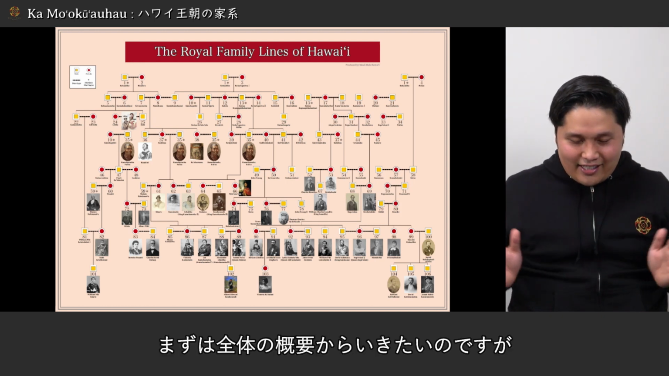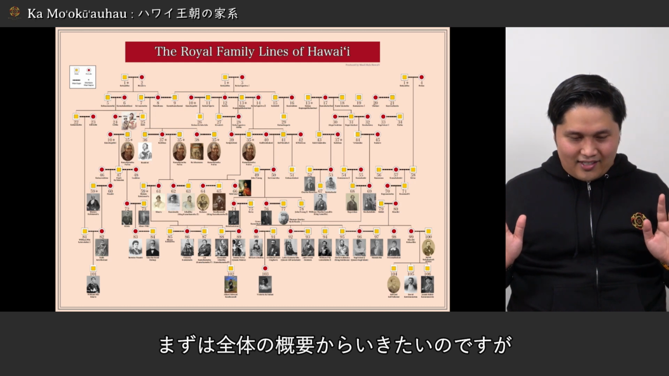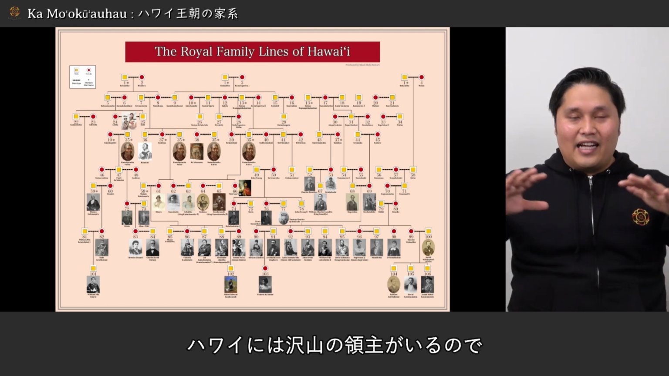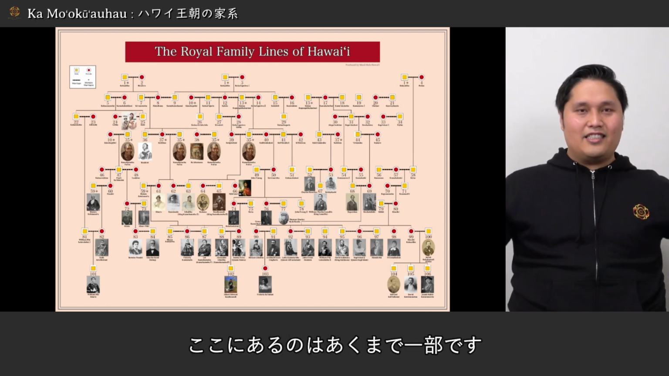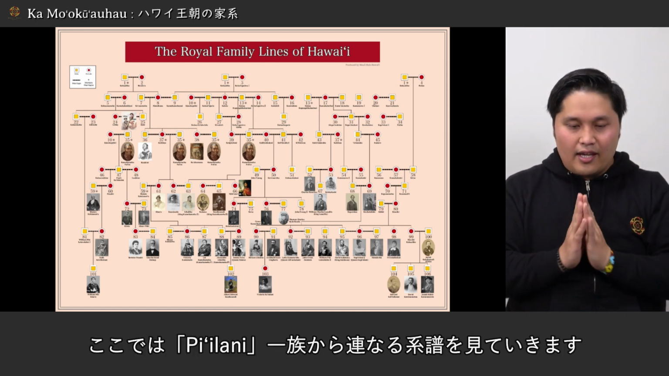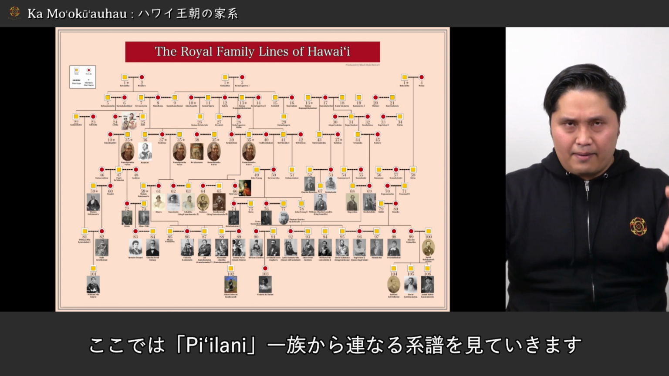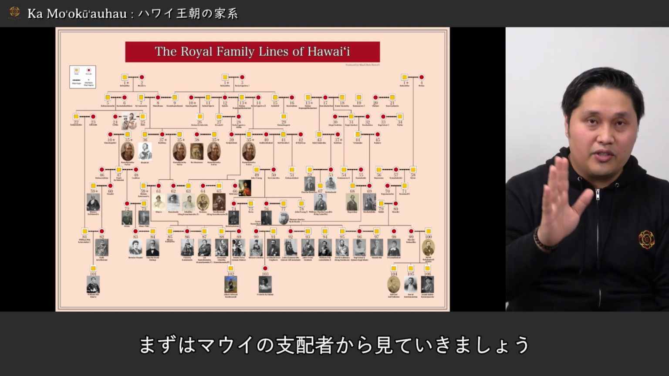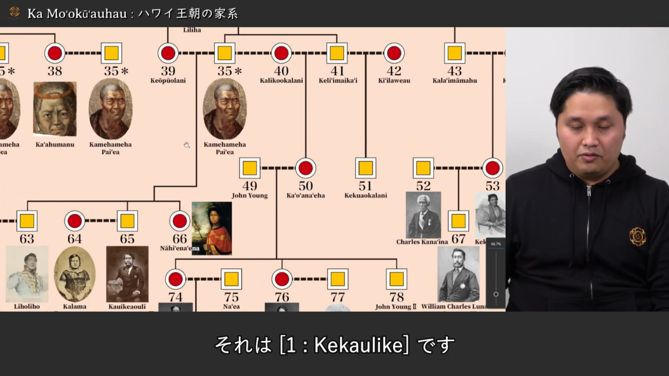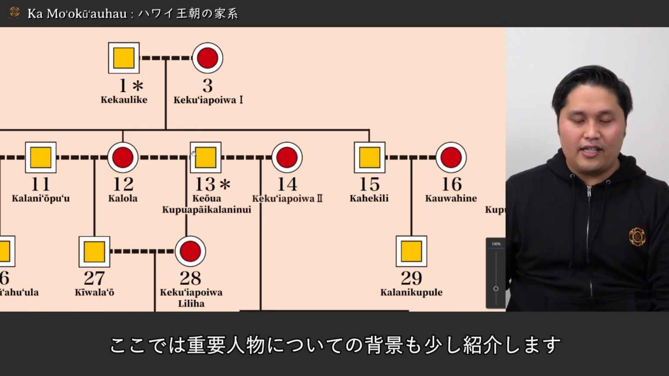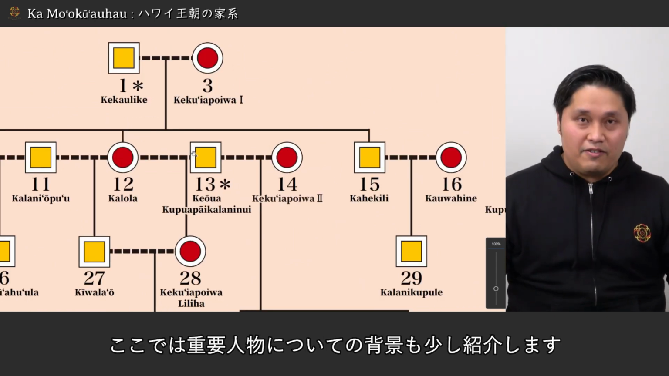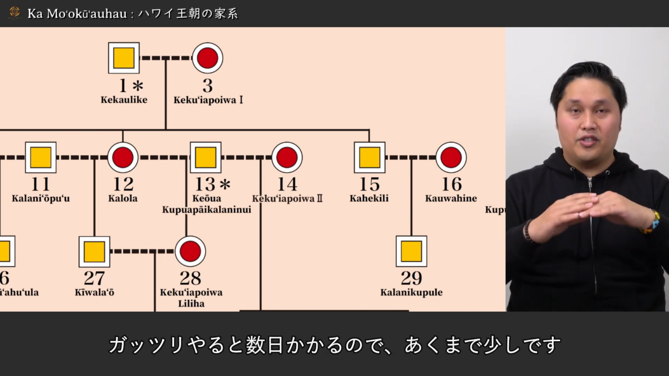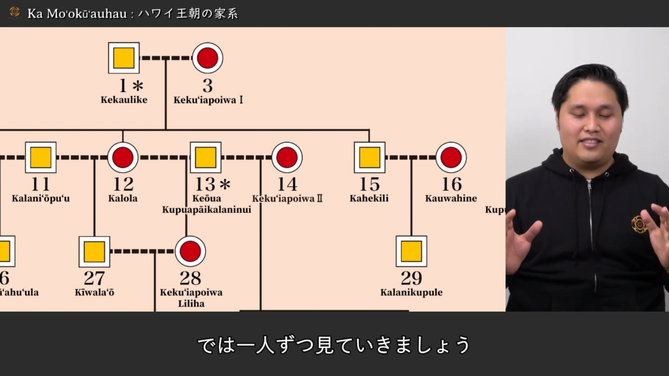Okay, so just take a little overview of this. Crazy, isn't it? There are a lot of different chiefs within the Hawaiian family. This is just one section, and we are tracing from the Pi'ilani family lines, the Maui family lines, and we're going to get started with the ruler of Maui, which is Kekaulike. We're going to go over some chiefs, just a little history of each one. Not too deep, or we'll be here for days. Just a little bit about them.